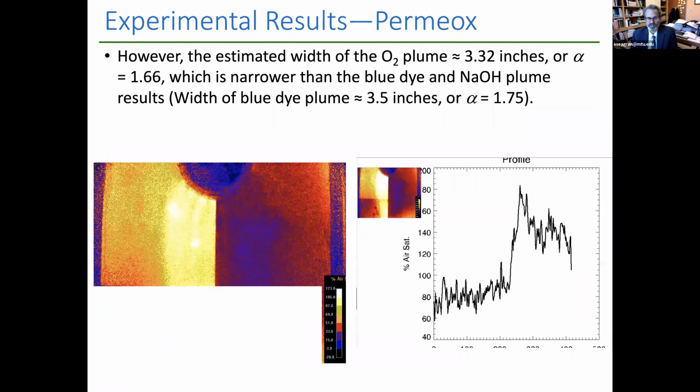And then using a profile across that plume, we can look at it after it reached its kind of terminal width. We've got elevated levels of air saturation, about 140%, 150%, and then a dramatic decrease down to maybe 60 to 80% outside of the zone where the oxygen is being input. In this case, we got a plume width of about 3.3 inches, or an alpha of about 1.6, which is narrower than what we got with the sodium hydroxide and blue dye, where it was more like 1.7, 1.8.